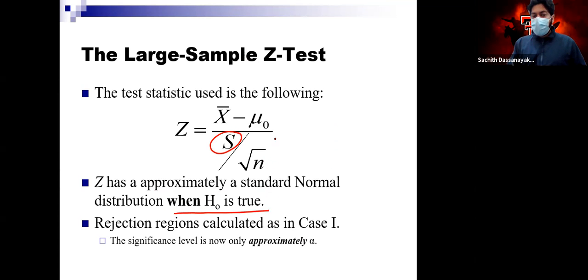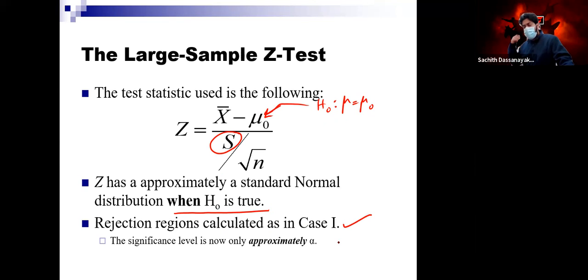For that case you can get your mu naught, because H naught is mu equals mu naught. Once this is true, then you can use mu naught here. Same as the previous case, we always assume H naught is true in the first place and do our calculations. Clear? Rejection regions are calculated as in case 1, exactly the same way we deal with this kind of problem.